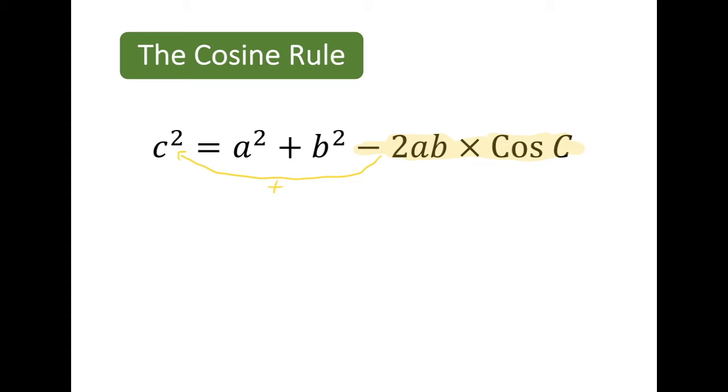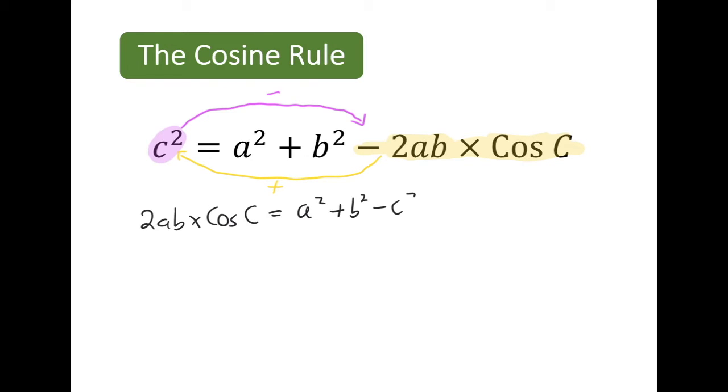Then, as well, we take our c squared value and we move that over to the other side as well. And this time when we move it over to the other side, it is going to become a subtraction. So what we are left with after we complete those two steps is a positive 2ab times cos of C is equal to a squared plus b squared minus c squared.